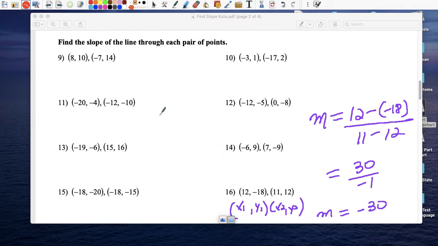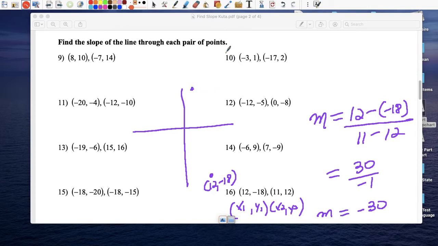Wow. Very steep. Let's see, x2, 11 minus 12. Yeah, that looks right. So let me graph this. Phew, it's going to be a very steep line. 12 and negative 18, so 12 to the right and 18 down. So let's just go 12 to the right and 18 down. Over here. Let's call that 12, negative 18. And the other one is 11 and 12. Just over here, a little bit left, and then 12 up.